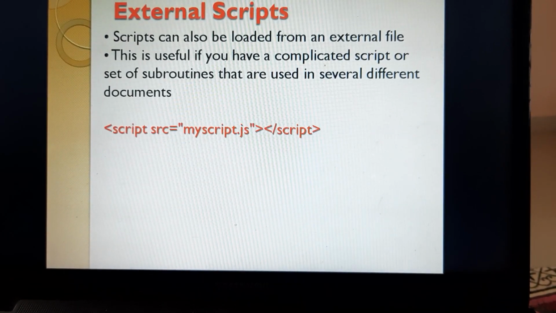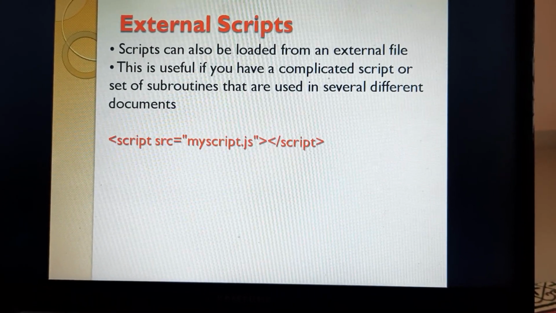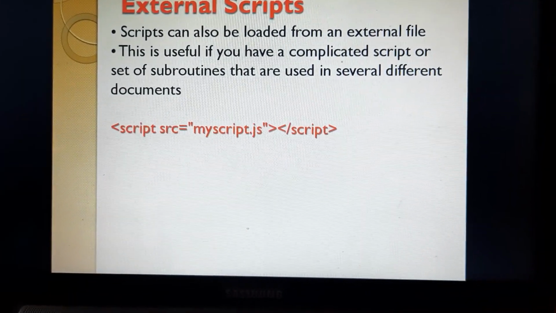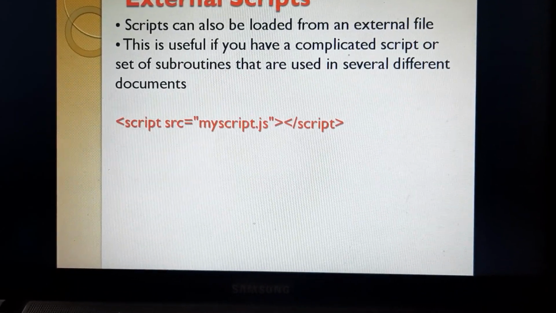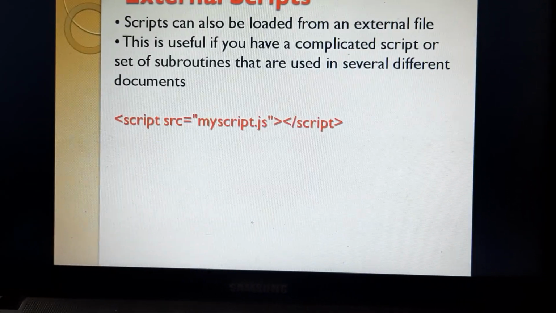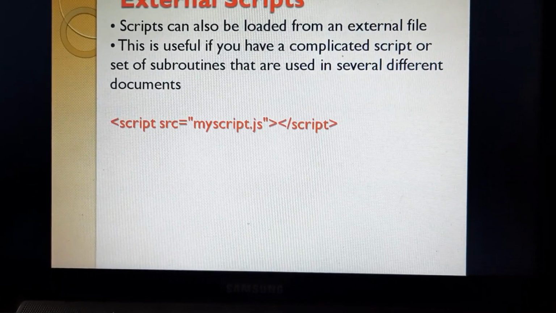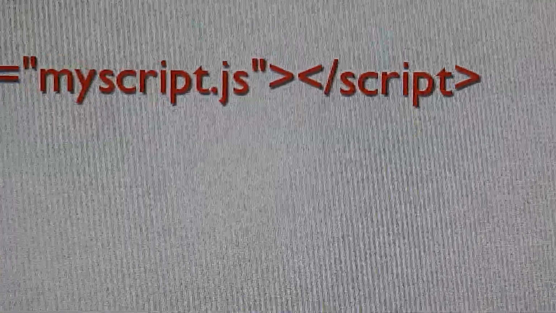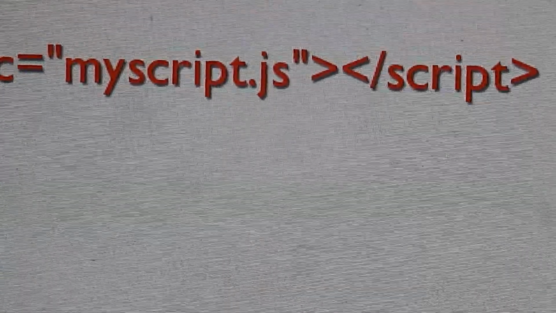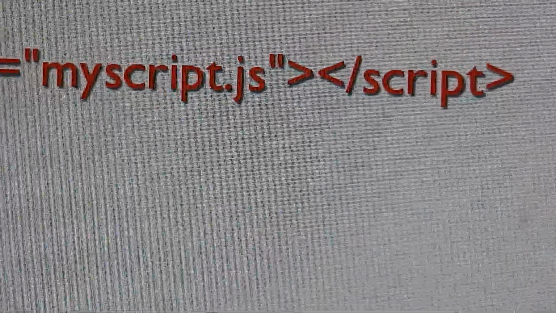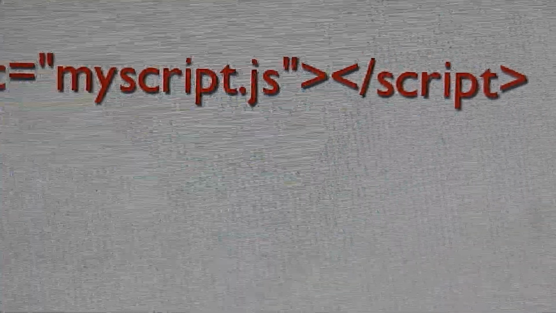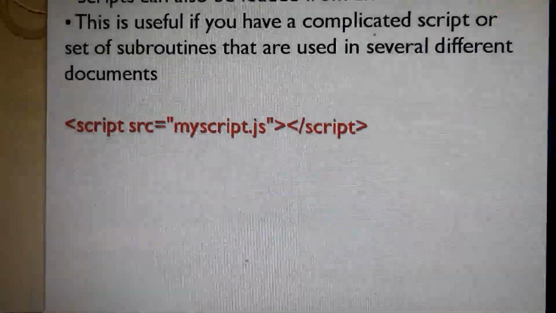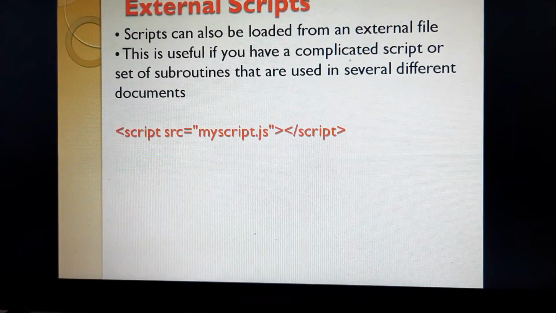We can use external scripts also. In external scripts we have to write one external JavaScript file, and we have to name it with .js. JS stands for JavaScript. So whenever we specify the extension name, now we have written myscript.js. myscript is the file name, and .js is the extension of this file. So we assume that we have created this file.